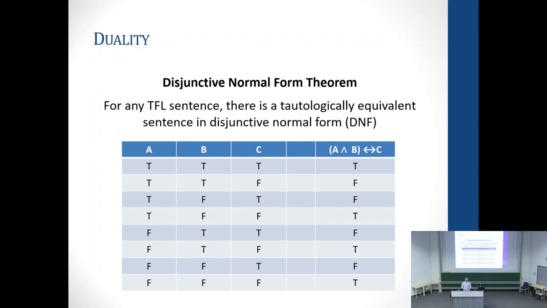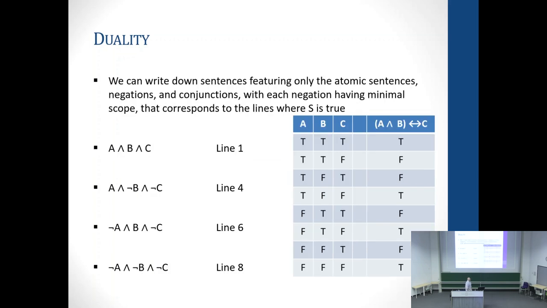So here's how we can do it. Let's just take any random TFL sentence. What we can do is build a truth table for it. Again, we've just quickly done that. Now, once we have that truth table, you can extract all of the cases where the sentence is true. So what you get then is a distribution of atoms, or if it's ones where the atom is false, you add the negation. So in this case, it's true on line 1, so we get A, B, C. It's true on line 4, so because A is true, we get A, negation B, negation C.